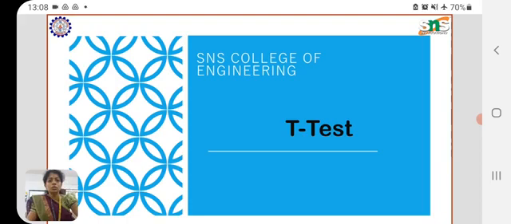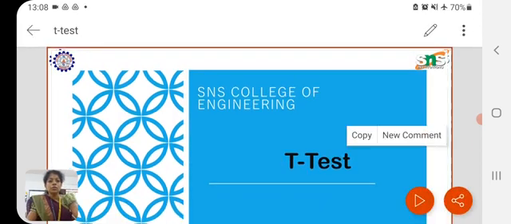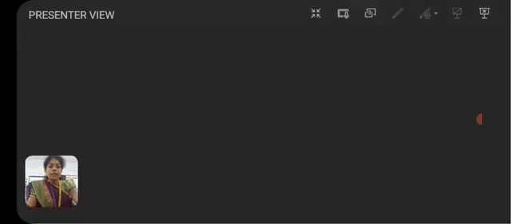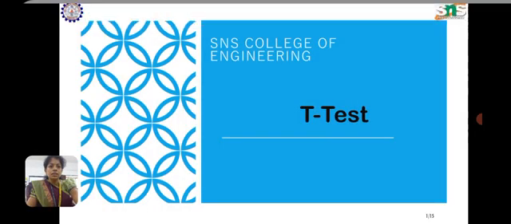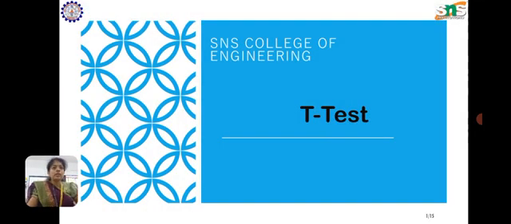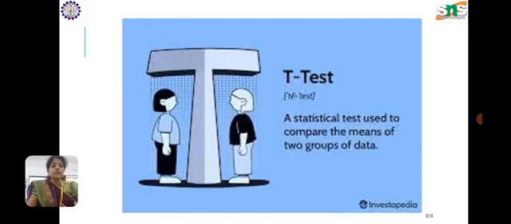In addition to hypothesis, I want to explain about the t-test. We are having many tests under statistics. Today we are going to discuss the t-test. A t-test is nothing but a statistical test used to compare the mean of two groups of data.